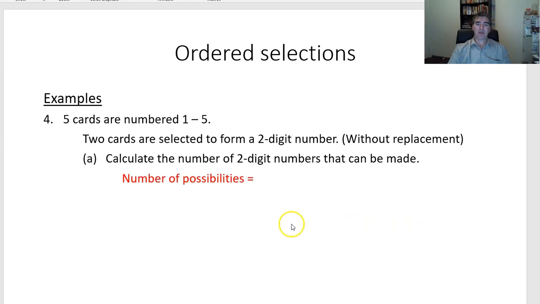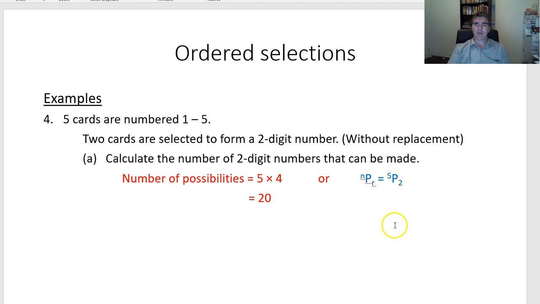So the number of possibilities, we've got 2 positions. First position, we've got 5 different ways that can be filled. And then second position, we've only got 4 cards left. So we've got 4 different ways that we can choose that. And that gives us 20 different possibilities. Now again, if we use our permutation, then we get 5 possibilities to fill 2 positions.